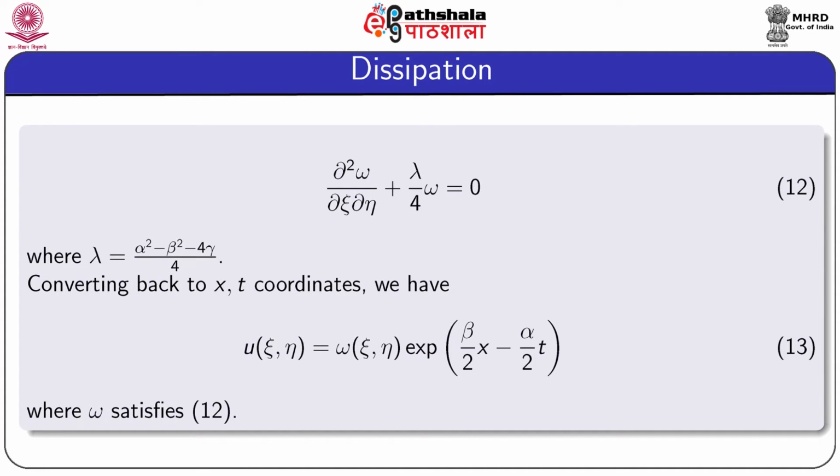Now, if we come back to the original coordinate system x and t, our required solution is u = w · e^((β/2) x − (α/2) t), where w satisfies equation 12. In other words, the value of w can be obtained by solving equation 12.